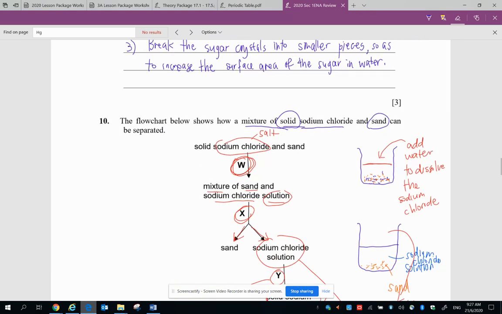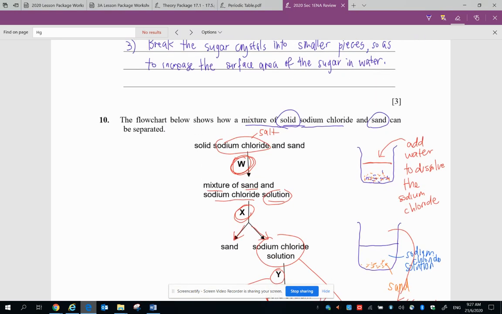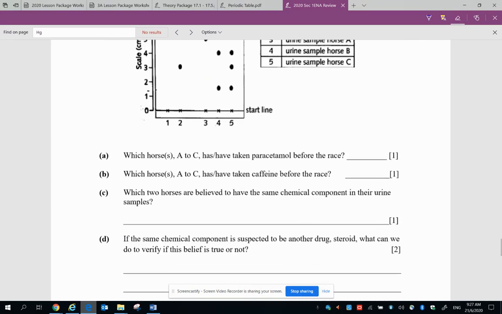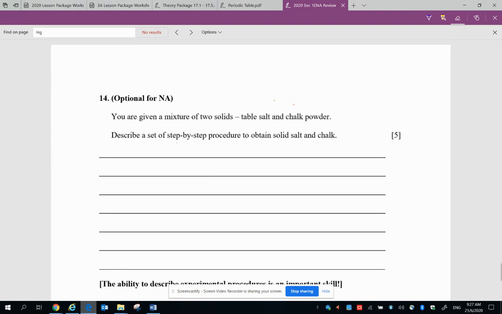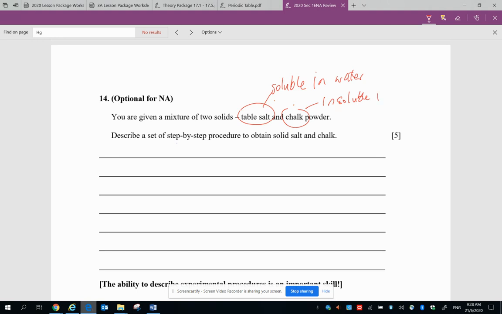In the previous question, we had sodium chloride and sand. Sodium chloride is soluble in water, but sand is not soluble in water. So similarly over here, we have something that's soluble in water and something that's not. Table salt will be soluble in water, but chalk is just like sand, it will be insoluble in water. So we are going to follow the exact same steps as in the previous question.